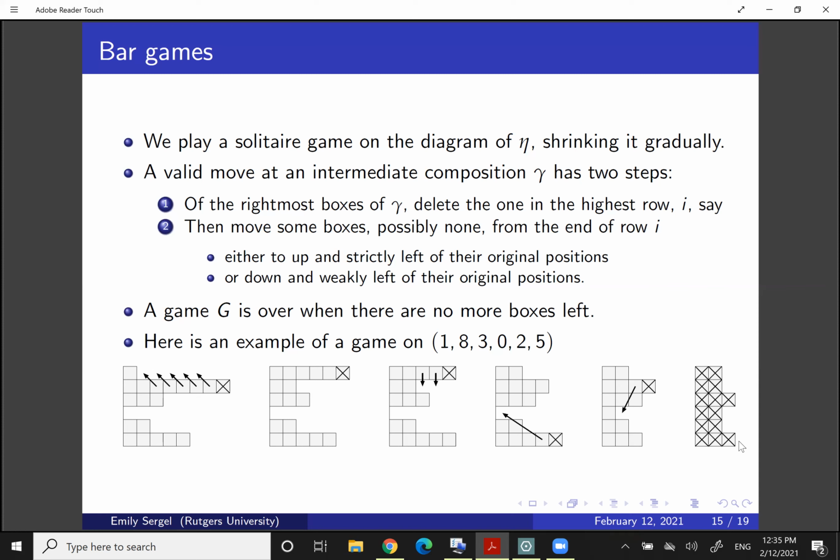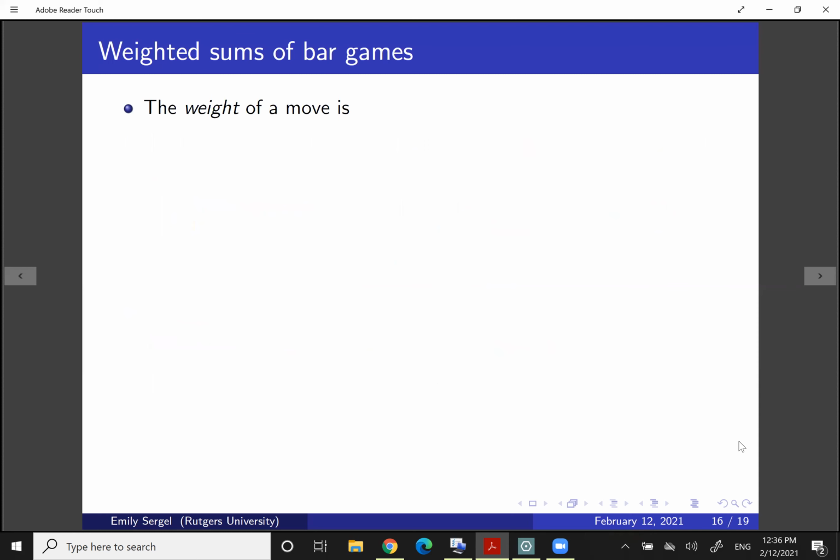So we do this, we keep iterating, and we get a set of possible games on each shape. We're going to need to do some kind of weighted enumeration of them. So how do we weight them? Well, I weight each move individually, and I'm going to take the product of those move weights. So if I move any boxes, once I delete a box, if I take any other boxes from that row and slide them elsewhere, then the weight of the whole move is just R.